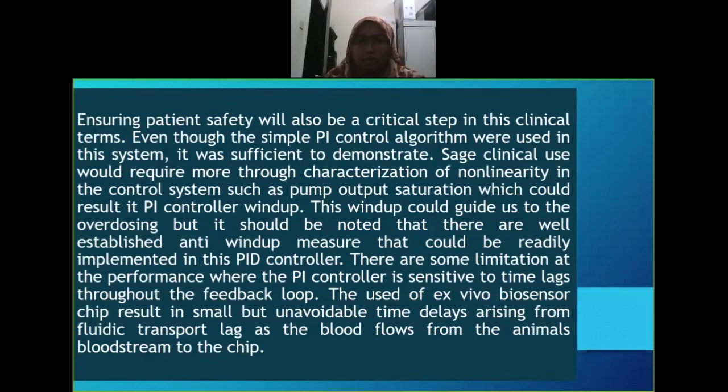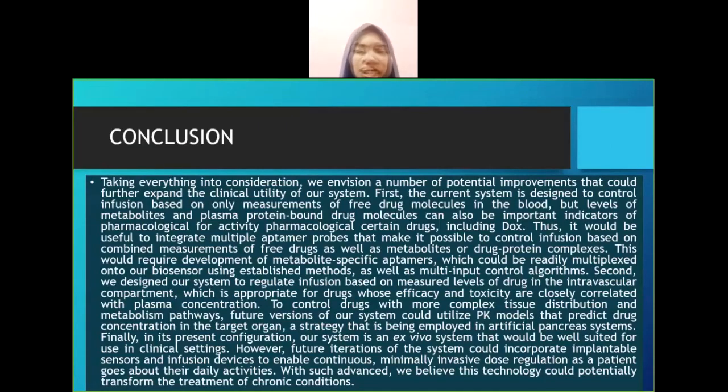There are some limitations in the performance, where the PI controller is sensitive to time lag in the feedback loop. The use of an ex vivo biosensor chip results in a small but unavoidable time delay arising from fluidic transport lag as the blood flows from the animal bloodstream to the chip. So, the conclusion from our discussion, taking everything into consideration, is that we envision a number of potential improvements that could further expand the clinical utility of our system.